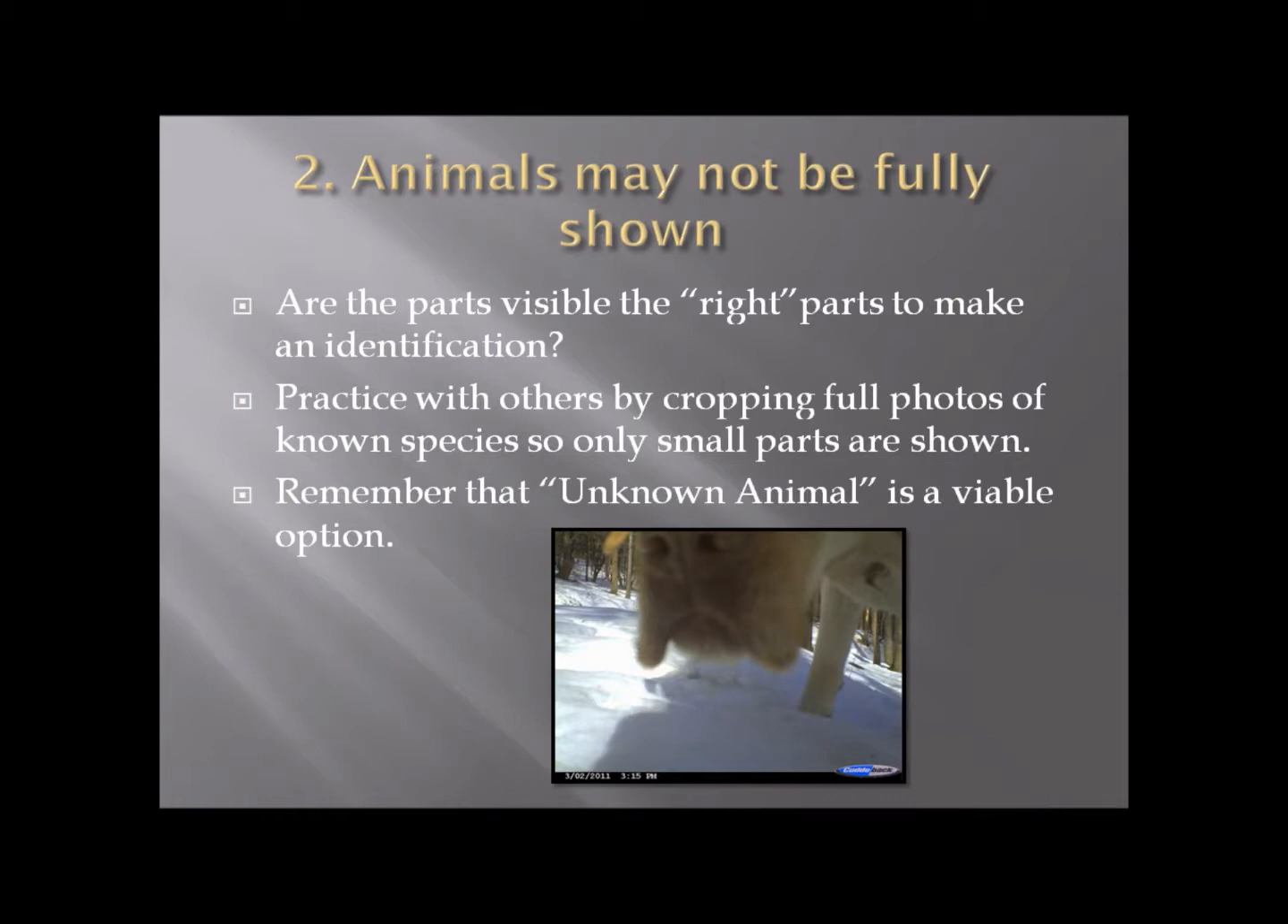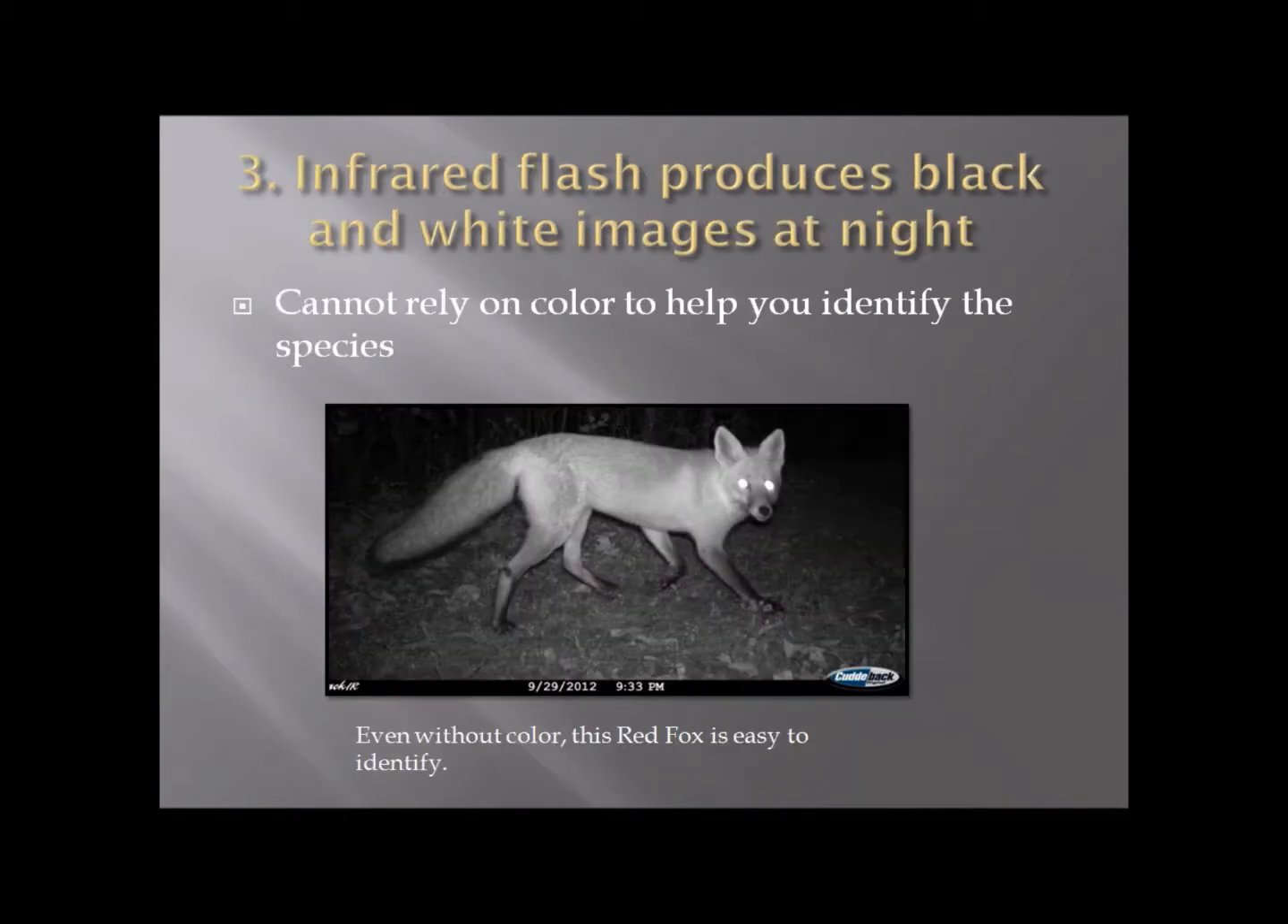Well, as you've already seen, night photos are usually going to be black and white. So what do we do? Well, we can't rely on color to help us out, but we can use all the other characteristics. The shape of the body, the tail, the shape of the ears, and in this case, you can even see the black stockings on this red fox.